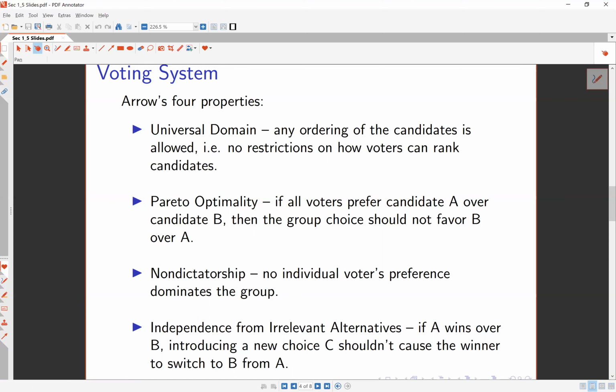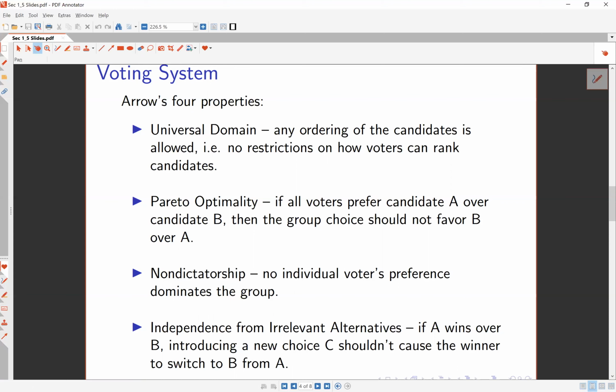And finally, the fourth property that Arrow came up with is the independence from irrelevant alternatives. What this means is, again, if we have candidates A and B, and in the election that we run, A wins over B, and someone says, oh, we forgot to put candidate C on the ballot, and you introduce candidate C and rerun the election, it shouldn't cause the winner to now switch from A to B. So putting in a third candidate shouldn't cause the results to flip around.